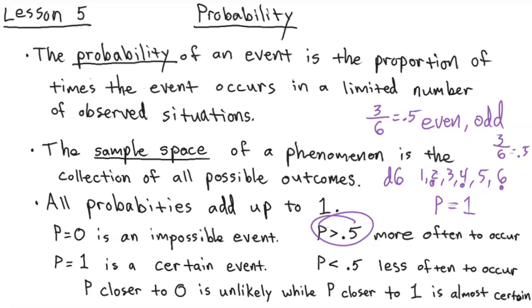Probabilities that are larger than 0.5 occur more often. Probabilities less than 0.5 occur less often. The closer a probability is to 0, the far more unlikely it is, while probabilities that are closer to 1 are almost certain to occur. So the closer a probability is to 1, the more certain the event is.